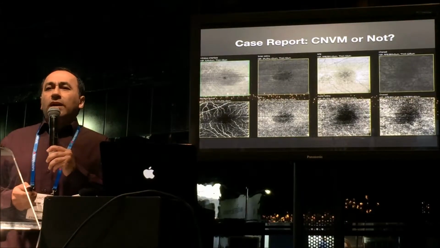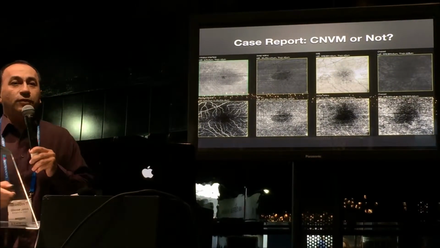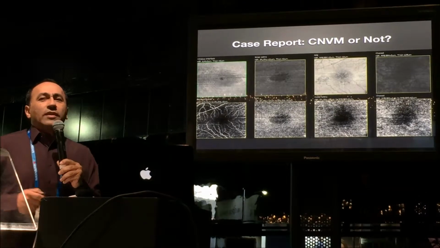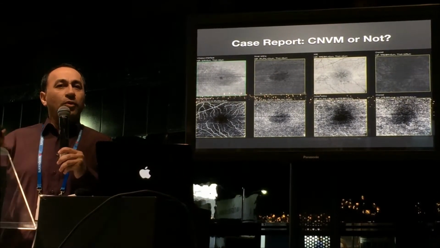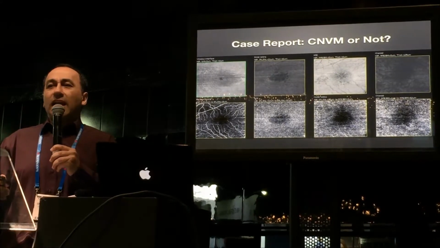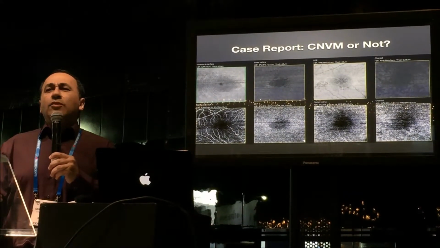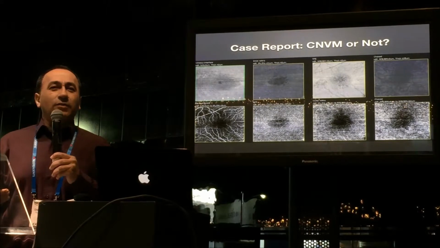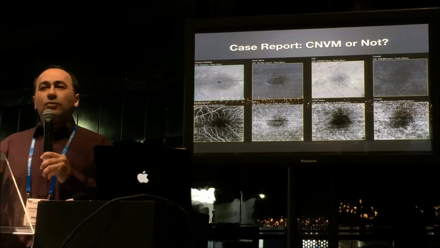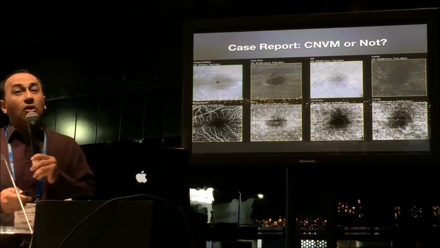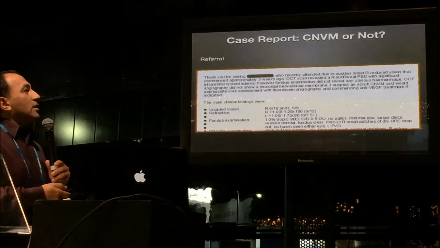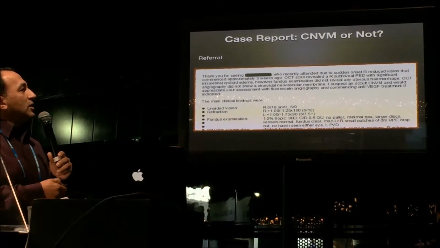If we think back to our angiography days, fluorescein angiography days, we know that there's two types of choroidal neovascularization. What we call the classic, which shows up early on the fluorescein angiograms and stains very distinctly. And then you've got what we call the occult choroidal neovascularization, which is just diffuse leakage and we can't really track where the blood vessels are. So I thought maybe this patient's got an occult CNVM. So I sent it to the retina specialist.